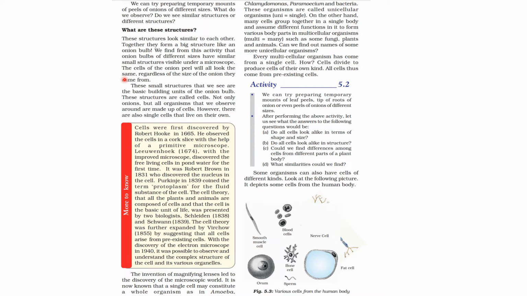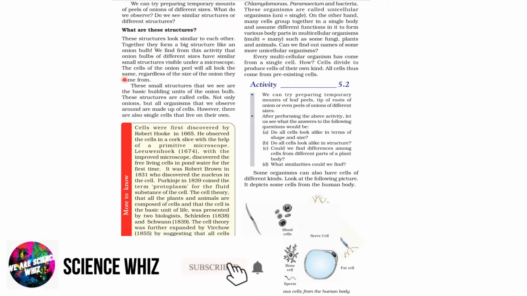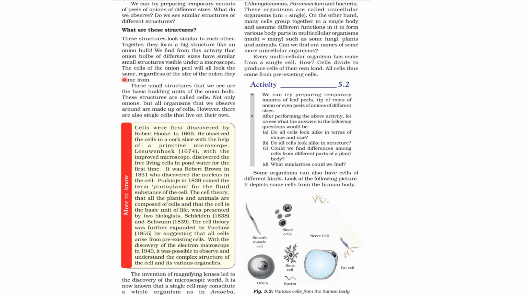However, there are also single cells that can live on their own. Yes, a single cell can live independently on its own. For example, amoeba, the single-cell organism which can perform everything a living organism needs to. It can take its own food, it can respire, it can reproduce, etc.